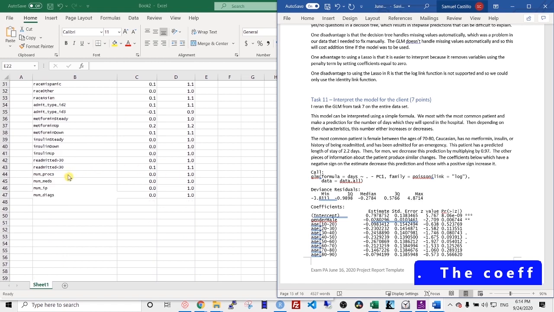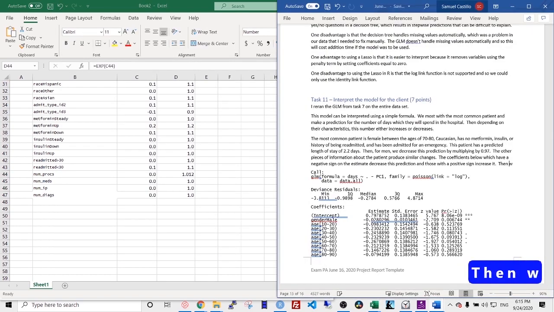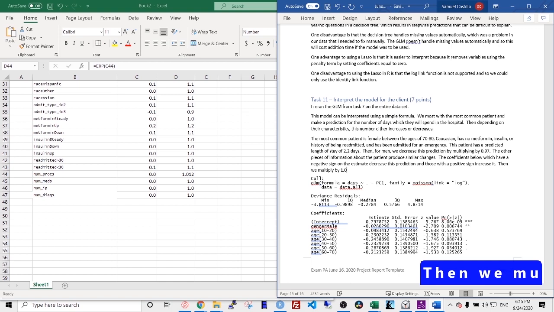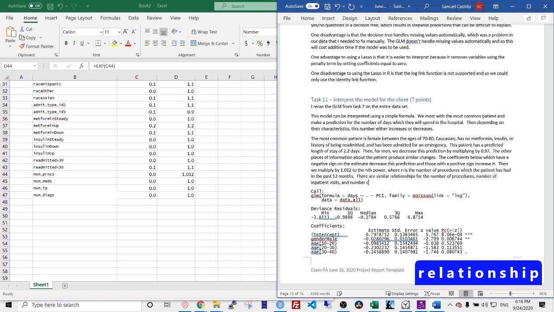And then for the numeric variables, we have numprox, nummeds, numip. And you could interpret any of these. So let's just interpret this one, numprox. So this is the same as multiplying by 1.01. Then we multiply by 1.012 to the nth power, where n is the number of procedures which the patient has had in the past 12 months. There are similar relationships for the number of procedures and number of inpatient visits and number of diagnoses.